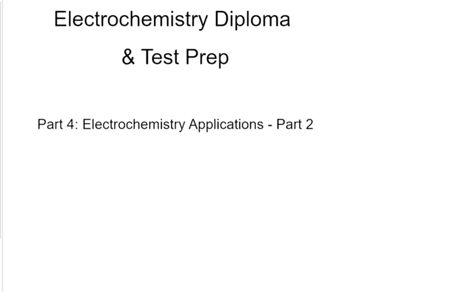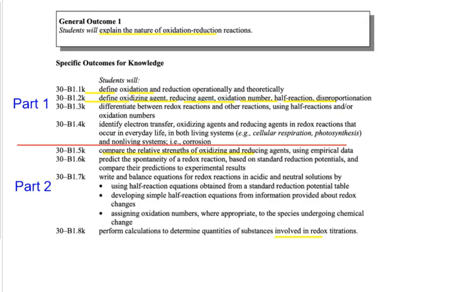This is the last video, part 4 in an Electrochem Diploma and Test Prep series, and this is focusing on the end of General Outcome 2, which is electrochemical applications, both to voltaic and electrolytic cells. What was covered in the first 2 videos is all the important introductory knowledge for redox in general, and this is the foundation for cells.